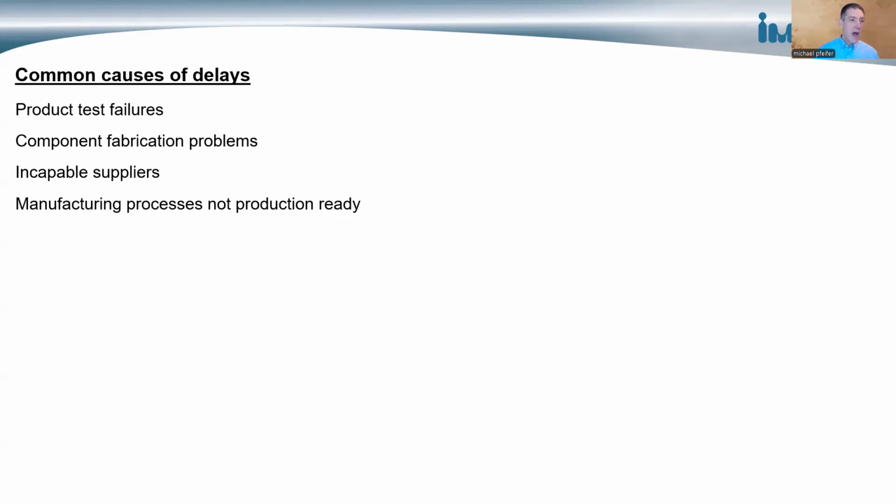So there are four common causes of delays and where materials engineering fits in. So there's product test failures, component fabrication problems, incapable suppliers, and manufacturing processes that are not production ready. So these common problems occur that can increase the likelihood of delays, and often organizations think these delays are a fact of life, and they really don't have to be. We can do things to prevent these delays from occurring.